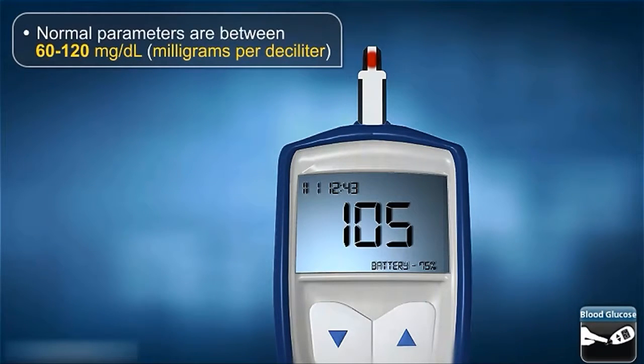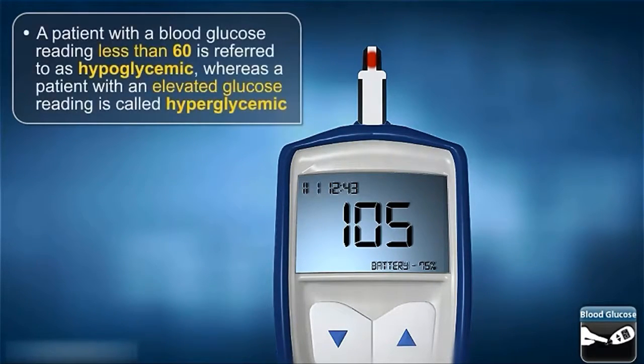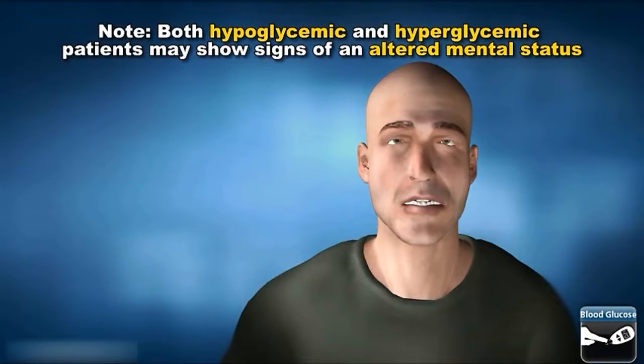Normal parameters are between 60 and 120 milligrams per deciliter. A patient with a blood glucose reading less than 60 is referred to as hypoglycemic, whereas a patient with an elevated glucose reading is called hyperglycemic. Note, both hypoglycemic and hyperglycemic patients may show signs of an altered mental status.